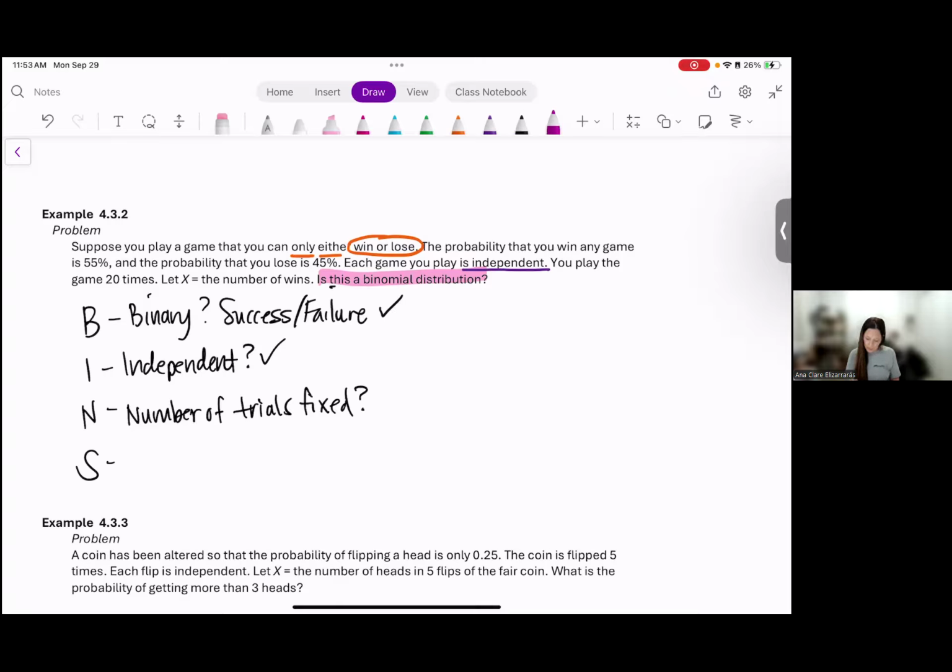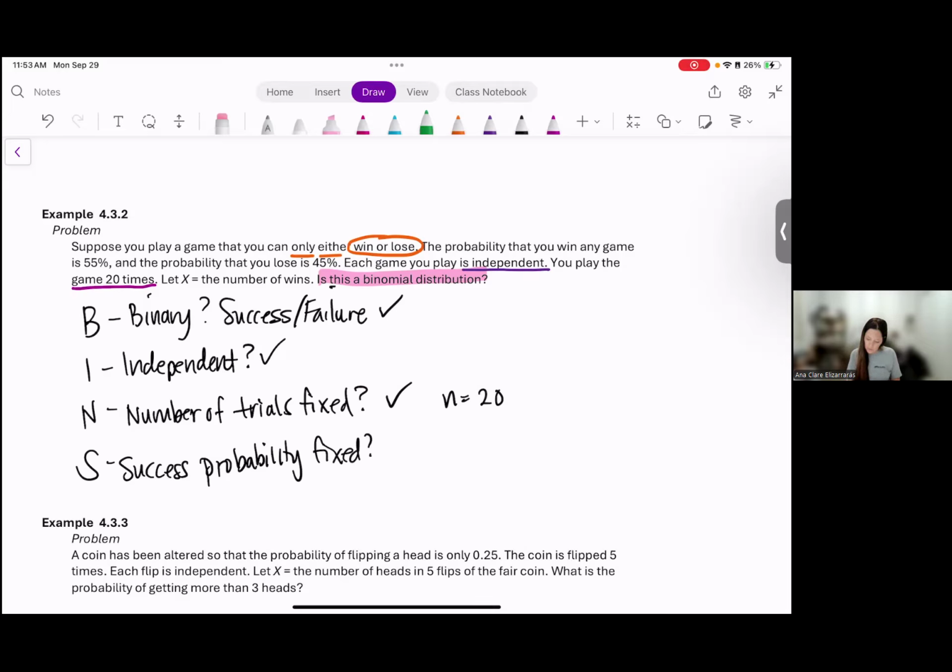So I play the game 20 times. Yes, N equals 20. Excellent. S, the success probability is fixed, meaning the probability doesn't change.